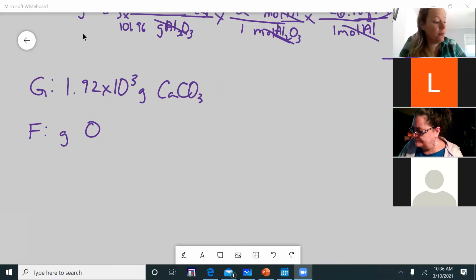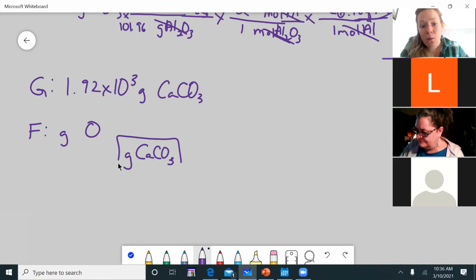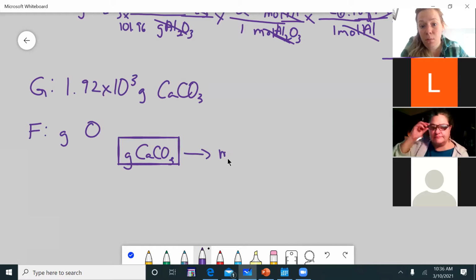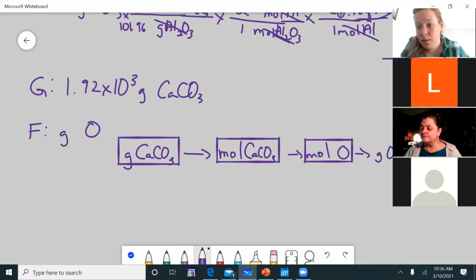So this problem differs from the last one we did together only in what the compound is, calcium carbonate, but the setup is still the same. So we're going to go from grams of the compound, in this case CaCO3. We've got to go grams to moles to moles to grams. So grams of the compound into moles of the compound, CaCO3, into moles of the element. And in this case, we're talking about oxygen, so moles of oxygen. And then we're going to go to grams of oxygen.